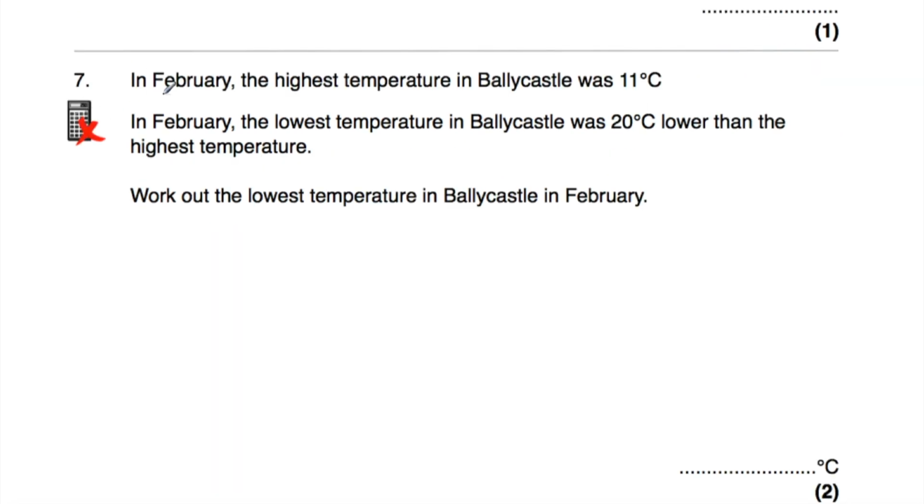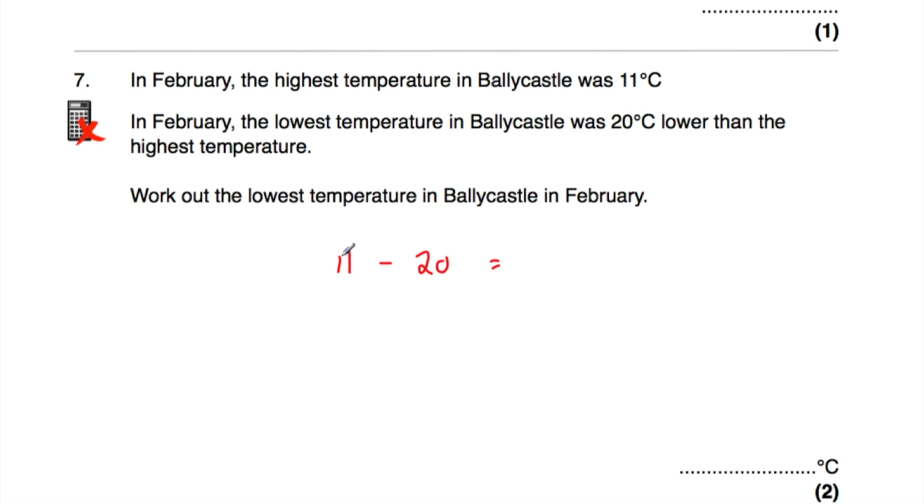So question number 7 says, in February, the highest temperature in Ballycastle was 11 degrees Celsius. In February, the lowest temperature in Ballycastle is 20 degrees lower than the highest temperature. Work out the lowest temperature in Ballycastle in February. So the lowest temperature is 20 degrees lower than its highest temperature. Now its highest temperature is 11, so we're going to do 11, the highest temperature, take away 20 to work out 20 degrees lower than 11 degrees.